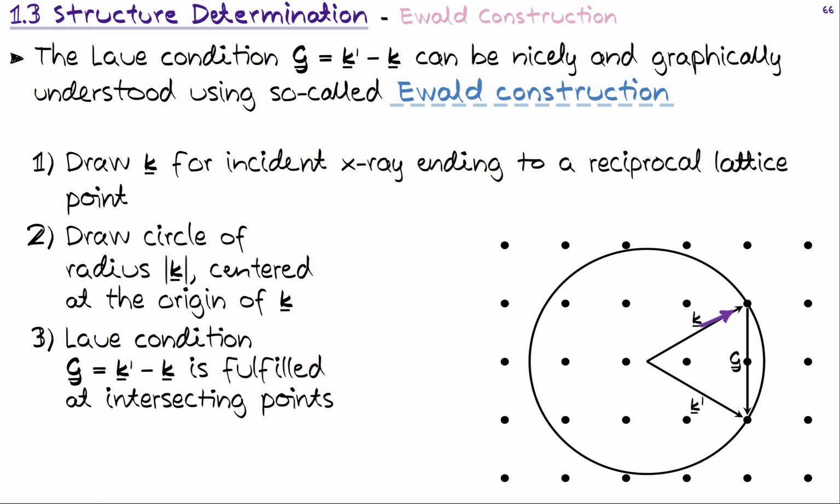So when this circle intersects some point, we can draw a G vector here, because by definition, in this reciprocal space we can move from any lattice point to any other by just multiplying with a proper G. So whenever we have a circle and it crosses one of these reciprocal points, we know that the Laue condition is being fulfilled. And this is the way to understand what happens, or maybe it helps you to understand.